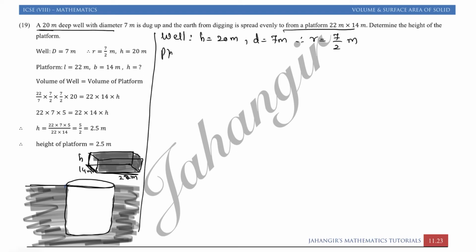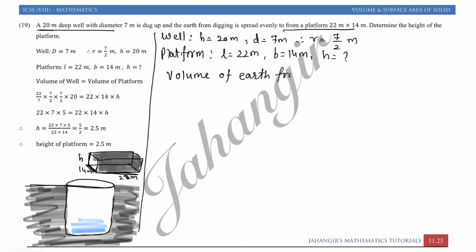And then platform whose length platform is of cuboid shape. If you will see station ka platform is always cuboid. Length is 22 meter, breadth is 14 meter, and you have to find height of the platform. So of course you will say कि volume of well, volume of earth from the well, whatever earth में well था, अभी तो we have water in it. If you will see here, we will be having some water when you dug a well. So we can say volume of earth from well is equal to volume of platform.